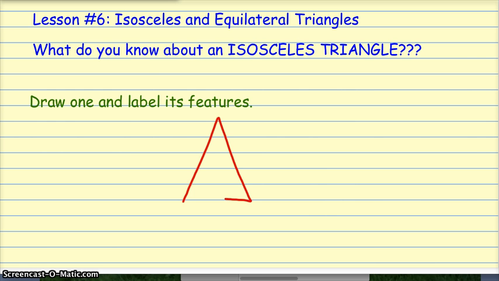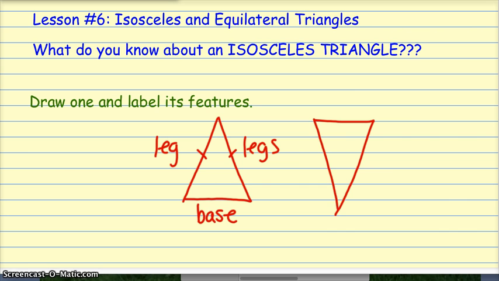Here's an isosceles triangle. I know that it has two pairs of congruent sides. We refer to these congruent sides as its legs. The side that is not congruent is referred to as its base. The base doesn't have to be at the bottom of the triangle. It's just the side that is not one of the pairs of congruent sides.